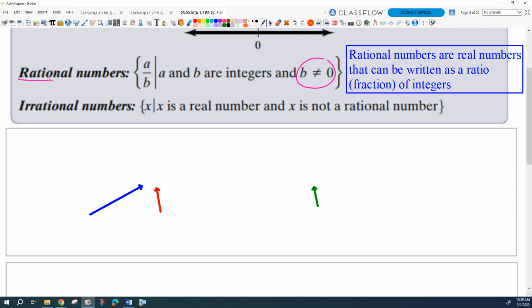Irrational numbers, okay? How would we say this one? The set of irrational numbers is defined this way. It's the set of all x such that x is a real number and x is not a rational number. Isn't that just saying all the other ones then, right? All the real numbers that aren't rational, okay?